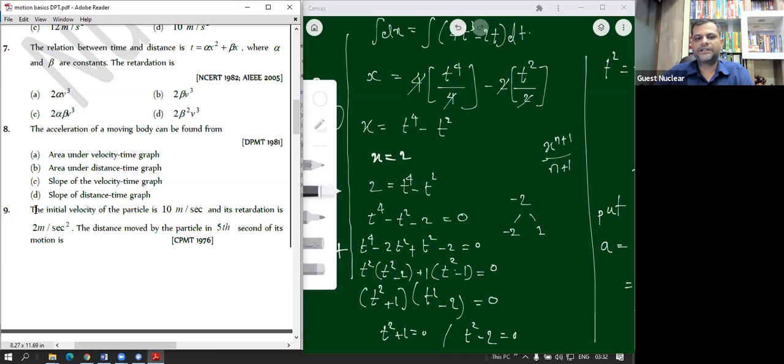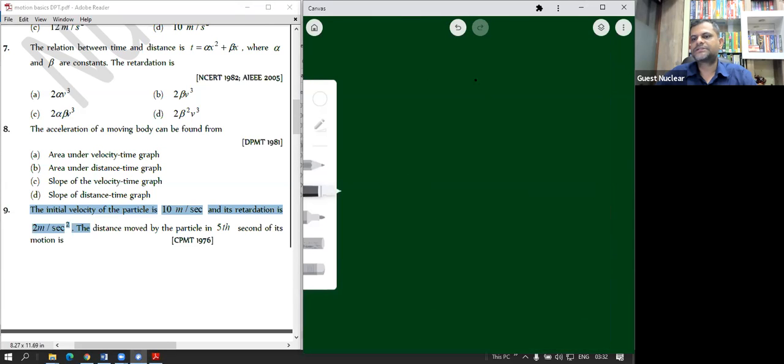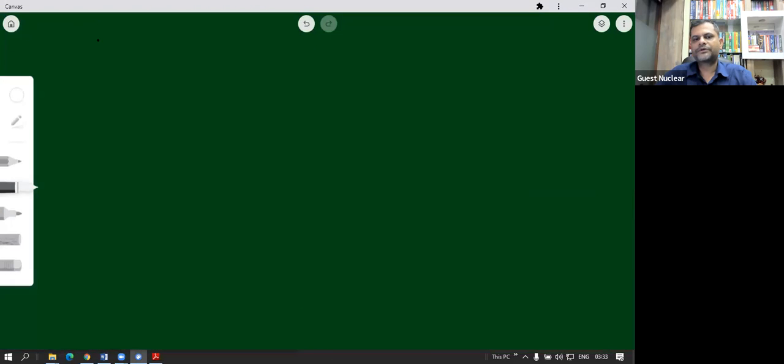Okay, चलो ninth one. Initial velocity of the particle is 10 meter per second and its retardation is 2 meter per second square. The distance moved by the particle in 5th second of its motion is. Okay, this is also one of the important concepts here, that is the distance traveled in nth second. Many times this type of questions are asked in the competitive exams and they are required actually.